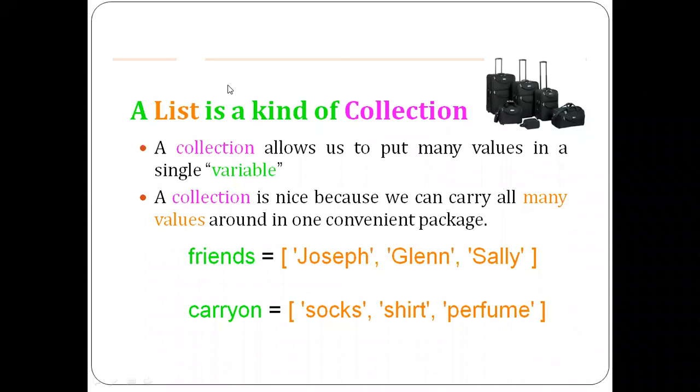Yes, sir. Okay. A list is something like a collection where you're putting all the values into a single variable. And this is one example of how a list appears to be, right? Here we have two collections. The first one is friends, and the second one is carry on, and collectively we call each one of them a list.